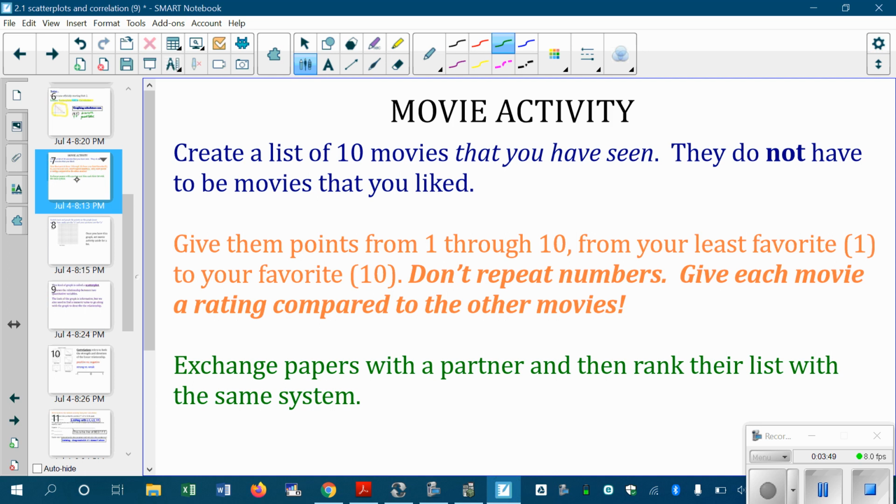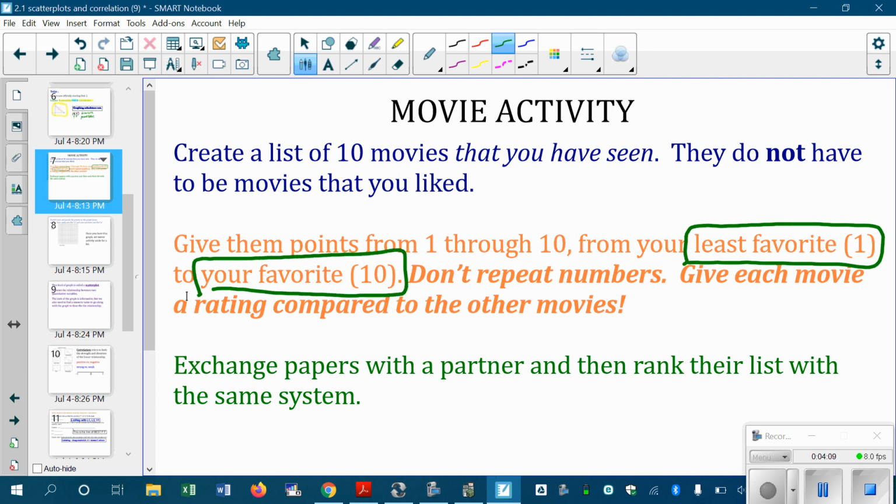Then, after you list those 10 movies, you're going to give them points. This part is going to seem backwards to some of you, okay? But I want you to really look at these directions, okay? Your least favorite is going to get the least points, 1. And your most favorite movie on this list is going to get the most points, 10, like being a perfect 10.